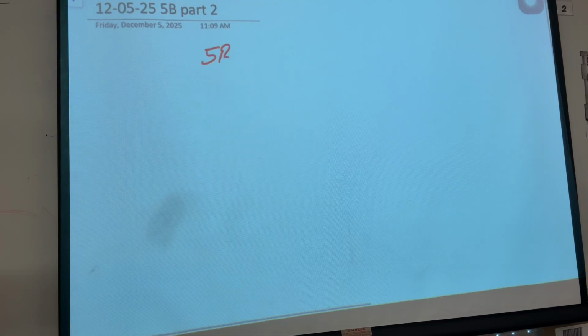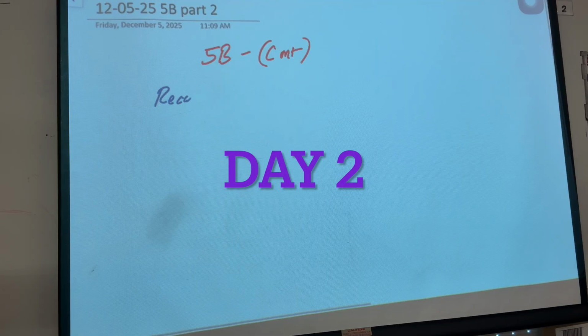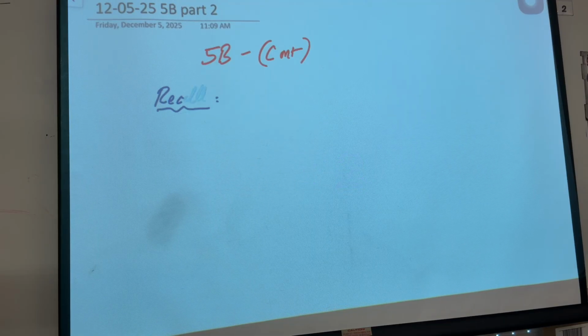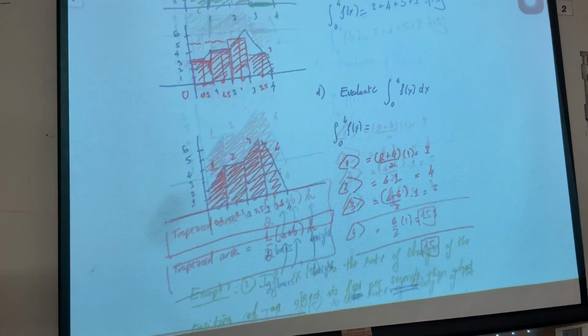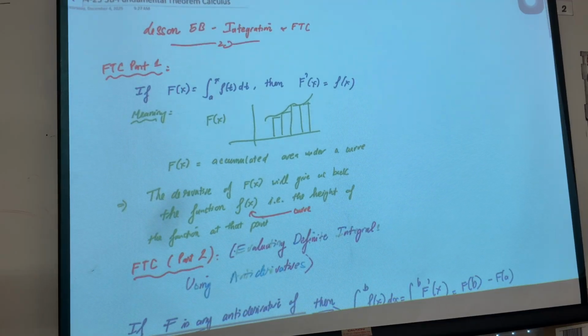So 5B, continue part 2. Recall last time, right? That's 5B, because we saw it in 5B. Let's see how we phrase it. If capital F is the integral, then the derivative is a function.